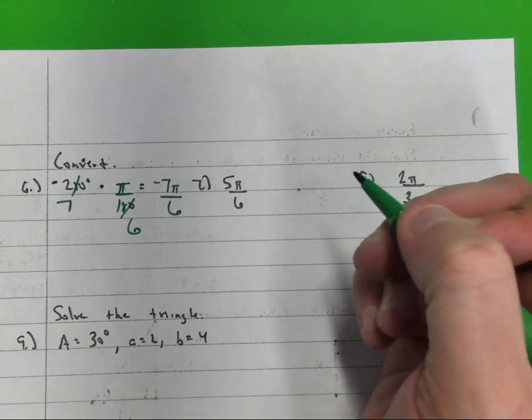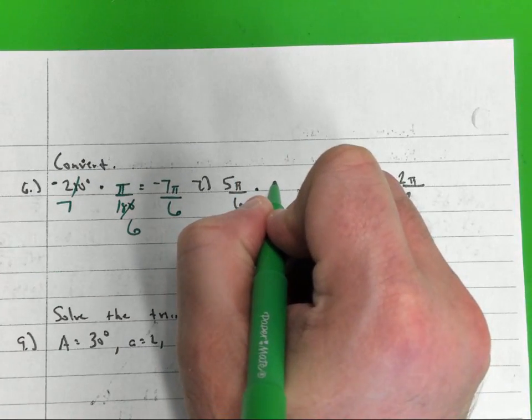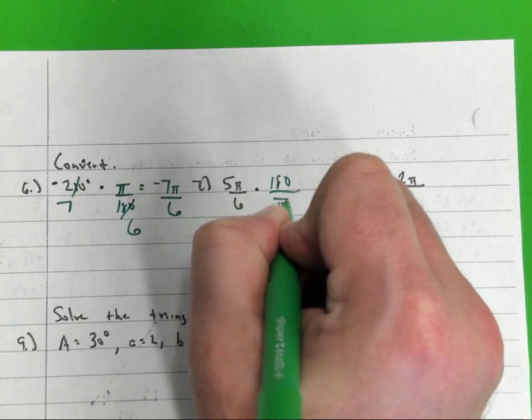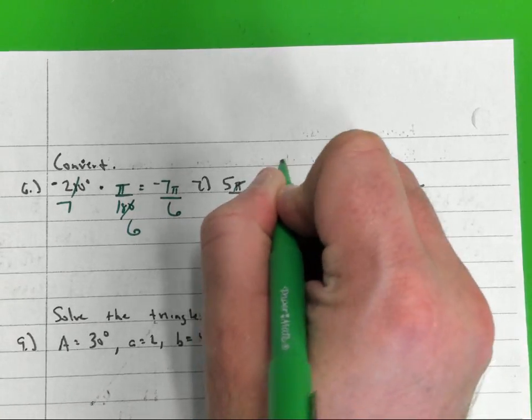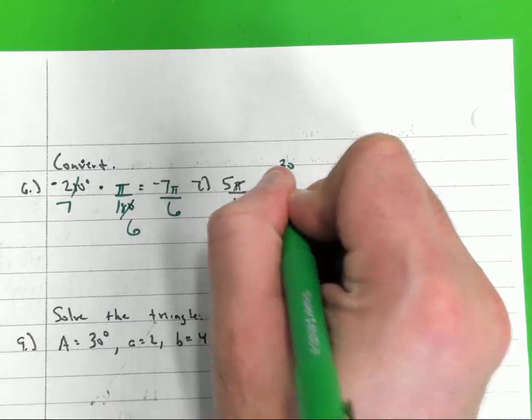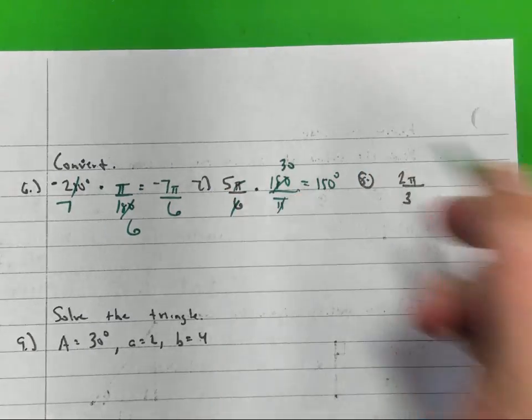What form is this in? So I'm going to multiply by what? Because you want your pi's to cancel out. 6 goes into 180 30 times. Take that 6. 5 times 30 is 150.